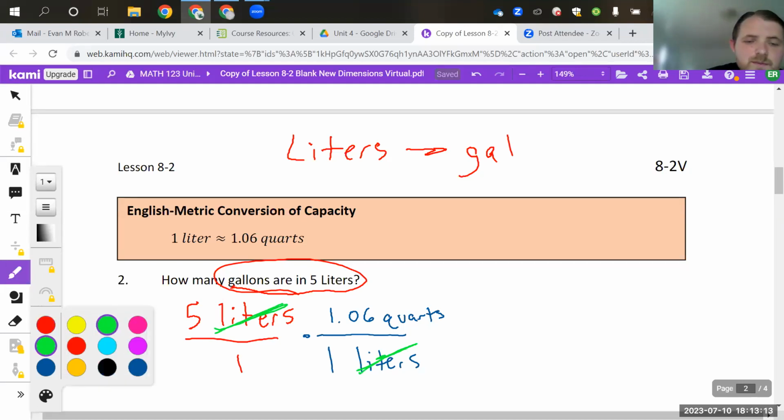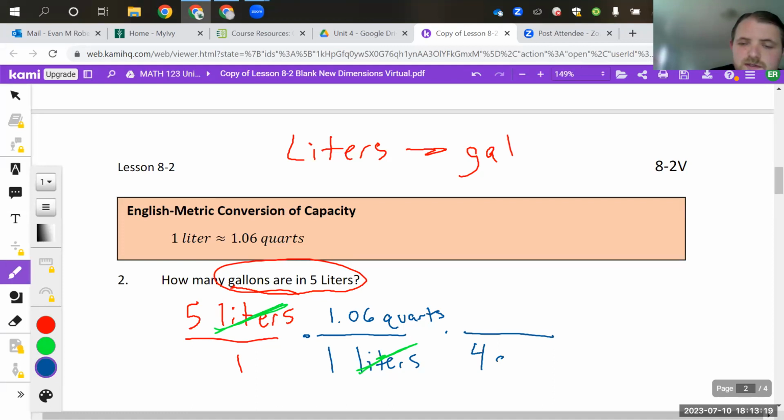So what I have to bring in now is another blue fraction. I'm going to say that there are 4 quarts in 1 gallon. Again, the reason why the gallon is on top is because that's what I want to end up with. And the reason why the quarts is in the bottom is so that it cancels out with the other quarts over here.